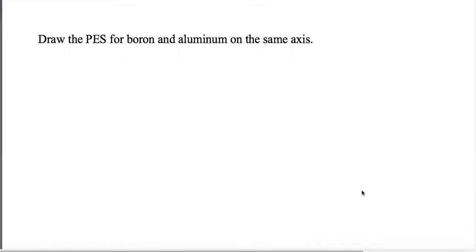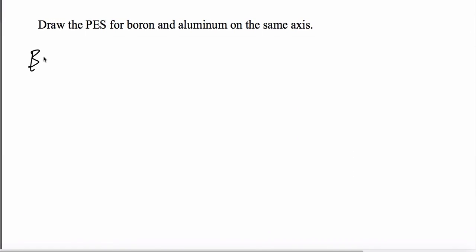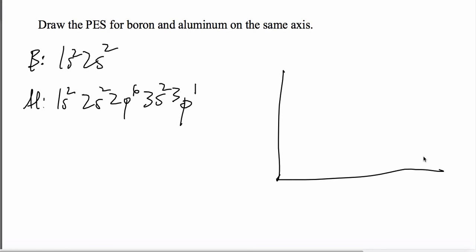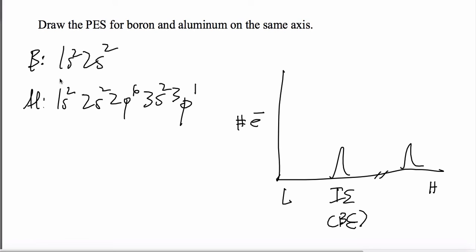Draw the PES for boron and aluminum on the same axis. So boron, again, 1s2, 2s2, aluminum, 1s2, 2s2, 2p6, stable, 3s2, 3p1. Okay, so let's draw our axis. Let's stay with this being ionization energy or binding energy. This is the relative number of electrons. We'll call this high. We'll call this low. There's 1s2, 2s2 for boron.